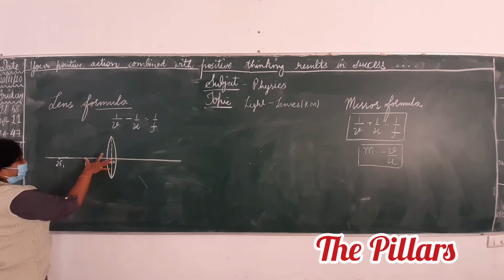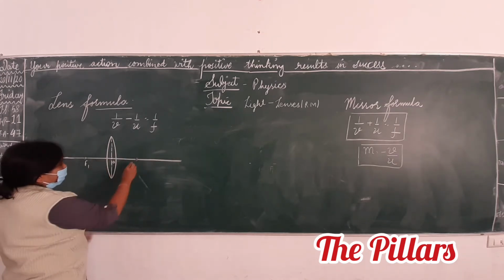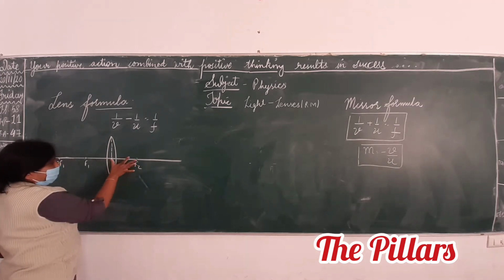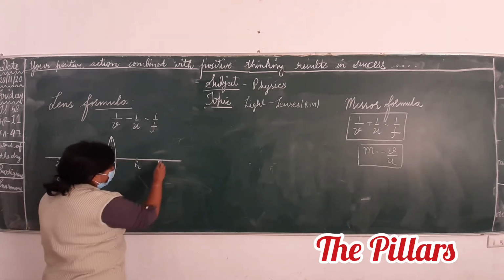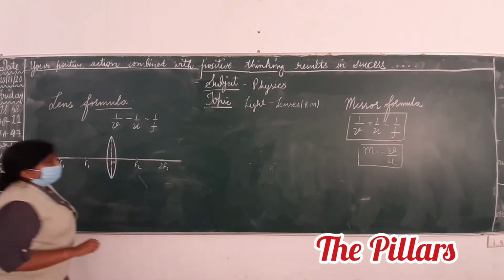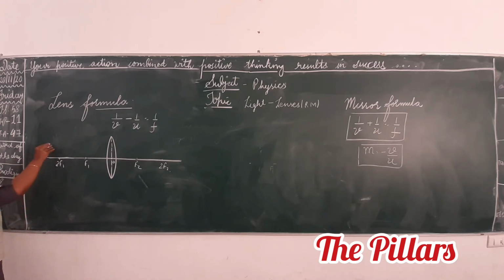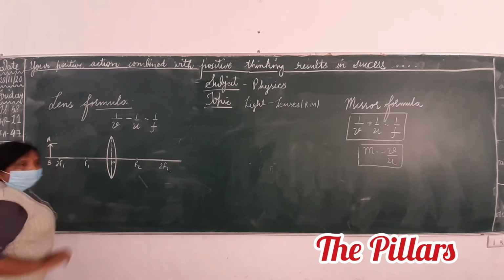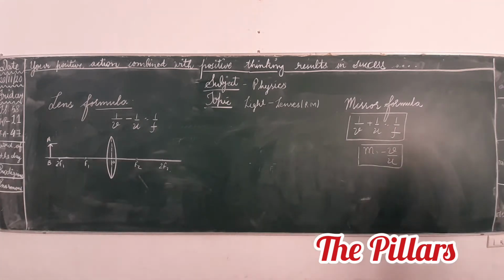Same way. This is our F1. So this will be your F2. And this will be your 2F2. You take an object beyond 2F2. You can take anywhere, choice is yours. I am taking beyond 2F2. Are you drawing the figure? So, one ray parallel to principal axis.